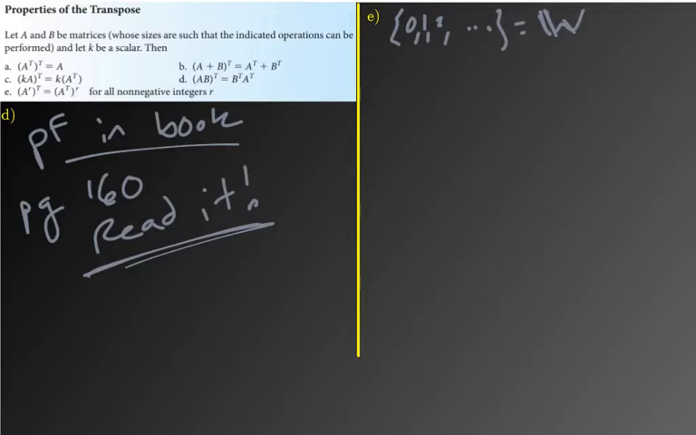But basically I'm going to show this over the whole numbers instead of the natural numbers. So for a base case, you basically need to show that A to the 0 raised to the T equals A to the T raised to the 0. That you can interchange those, okay?